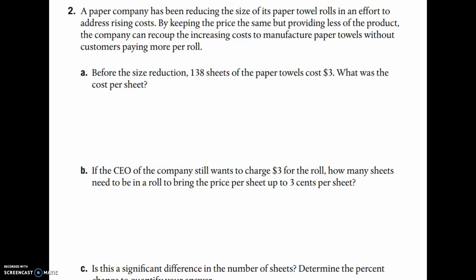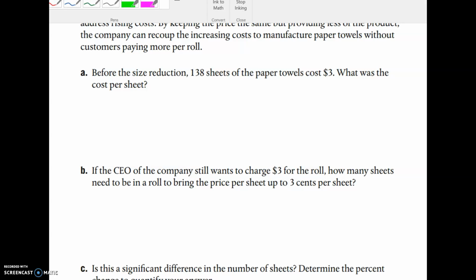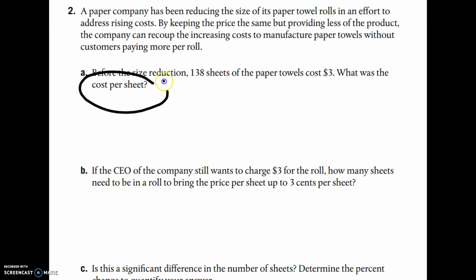Okay, so we are on the top of page 259 in section 2.14, talking about proportions. So page 259, section 2.14. If you look at this first one, a lot of this is a little bit of review. It says, what is the cost per sheet? Remember, that is a rate, cost per sheet.